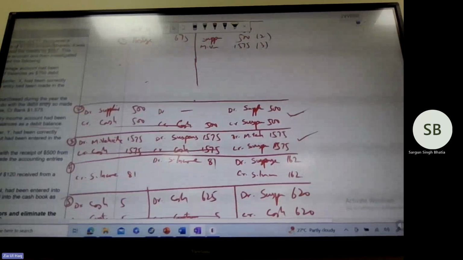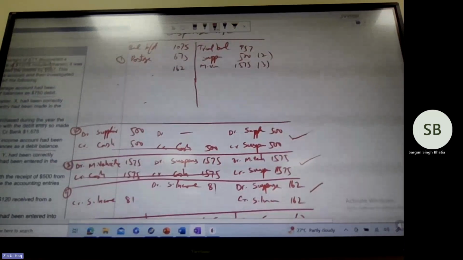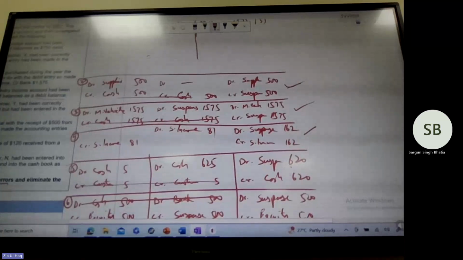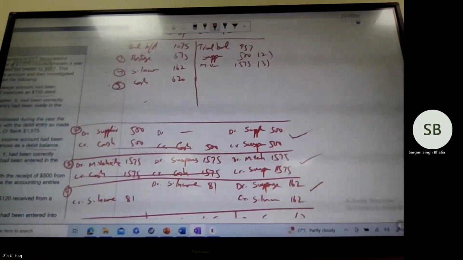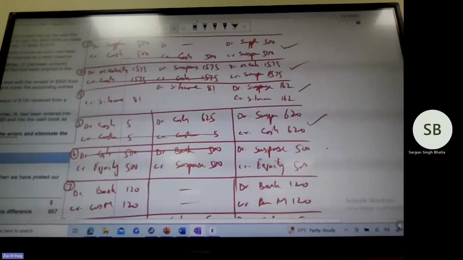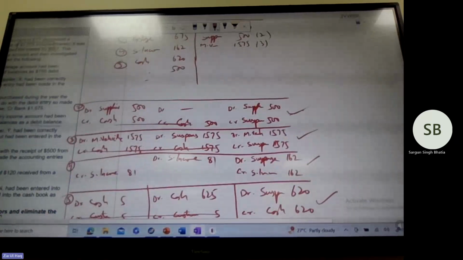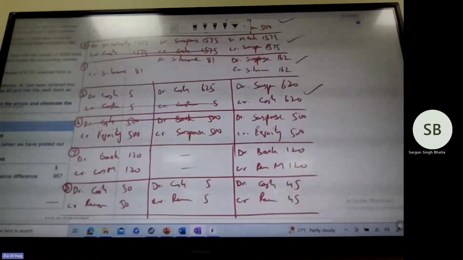In number four, the suspense account is debited with 162 against sundry income. Number four, done. In number five, the suspense account is debited with 620 against cash. And in number six, the suspense account is debited with 500 against equity. So this is done.